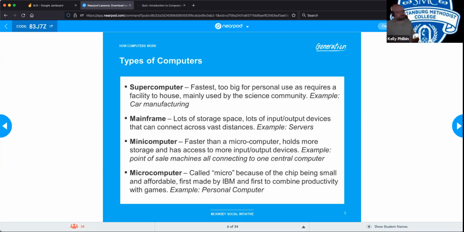Then we get down slightly below that, you have the mainframe. Tons of storage, lots of input-output devices, can handle a vast multitude of connections, and can connect across vast distances. An example of this would be a server.